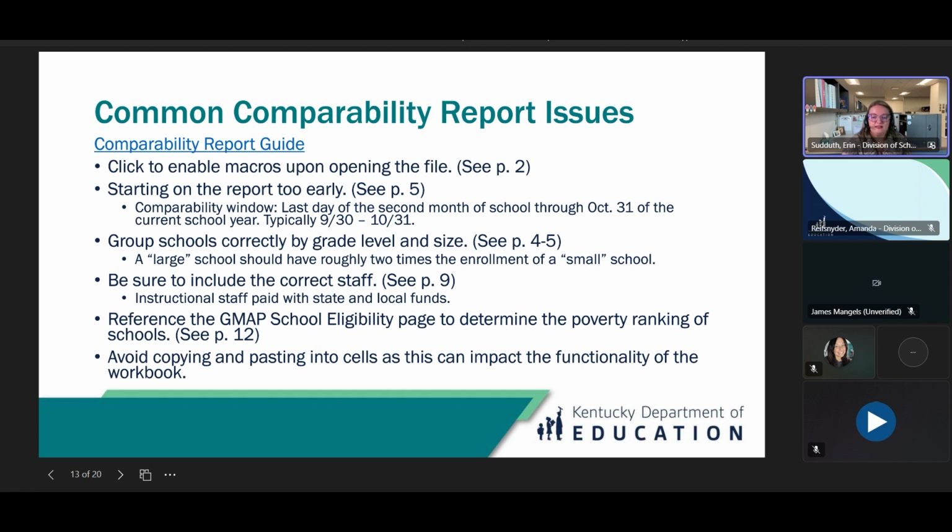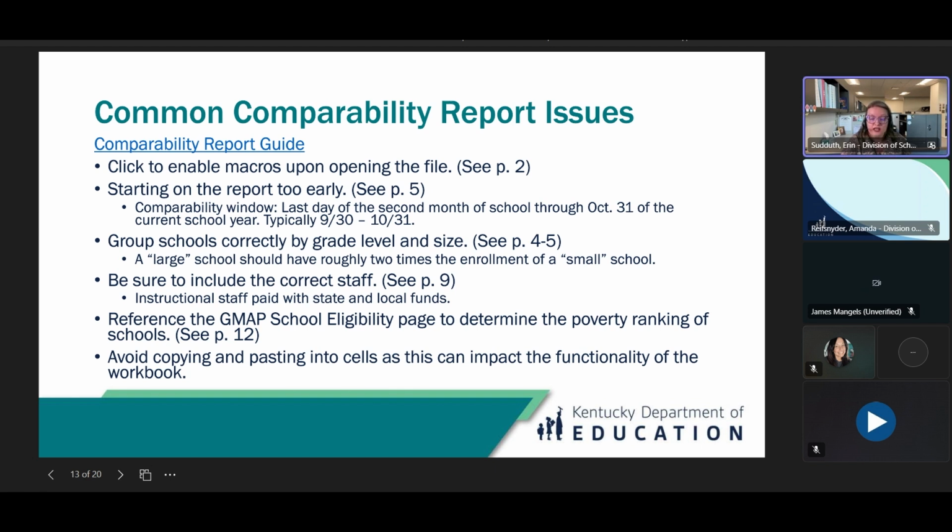Now, if you have any itinerant staff, for example, a person who works 50% of the time at one school and 50% of the time at another school, you're going to prorate those and determine the FTE for each school and report that accordingly. Now, you don't include non-instructional staff, so any clerical staff, cafeteria workers, your janitorial staff, etc., they are not included on the comparability report.